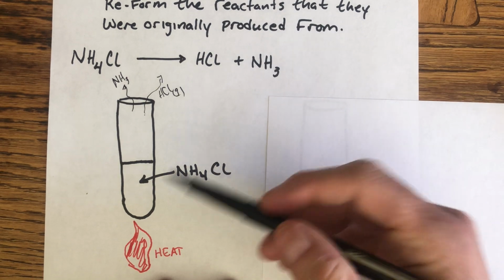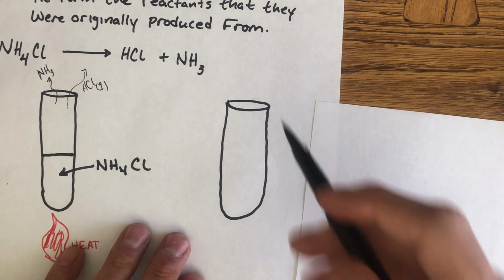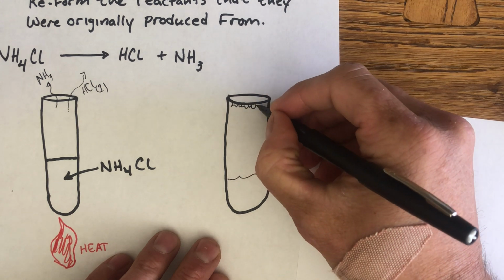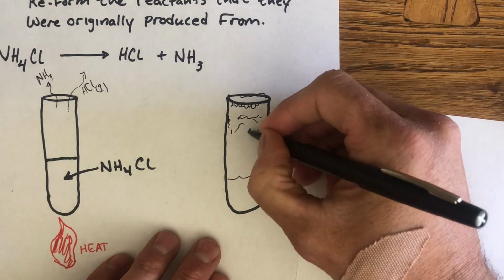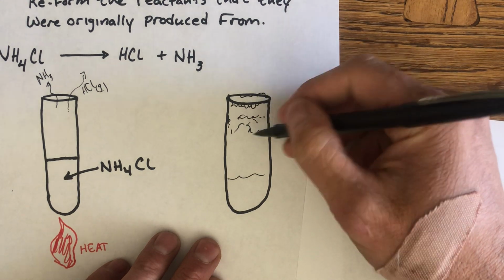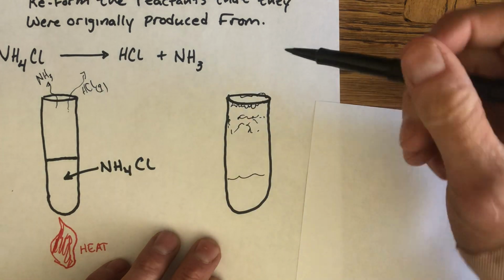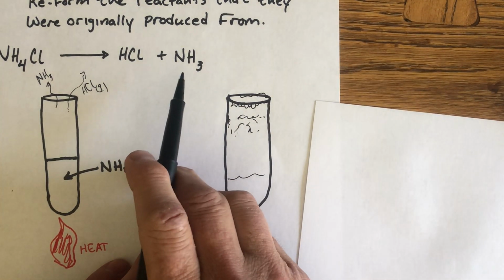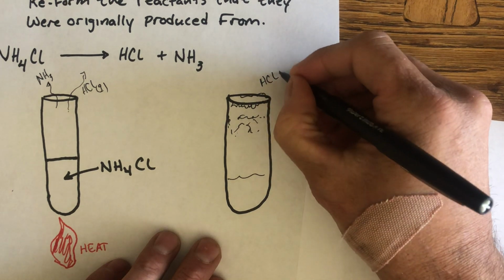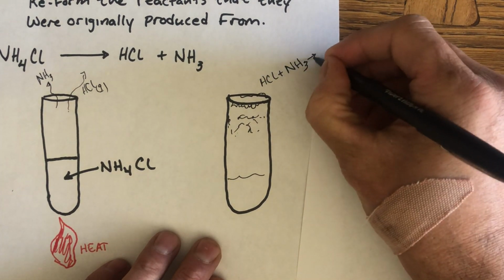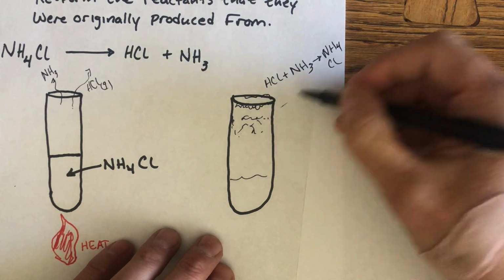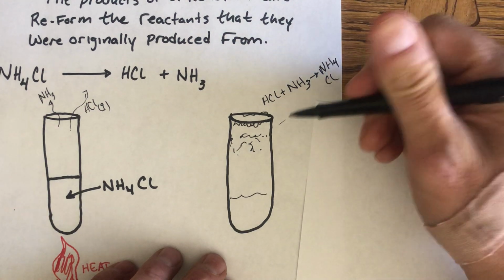But over time, once you let this test tube cool off, here's the cooled off test tube, and there's still a big chunk of ammonium chloride down here. But you can see along the mouth of the rim, and inside the tube, there's this white crystally, powdery stuff that has formed on the sides of the inside of the test tube, and that is the reformation of ammonium chloride from these products, HCl and NH3. So where does that stuff come from? Well, it's the HCl combining again with the NH3 to make NH4Cl. So the ammonium chloride is being reformed from the products of the decomposition of ammonium chloride. It's kind of interesting.